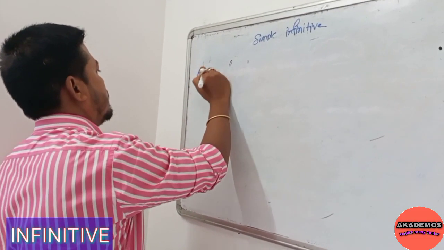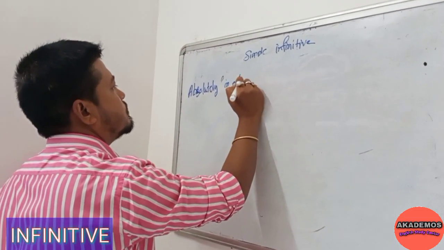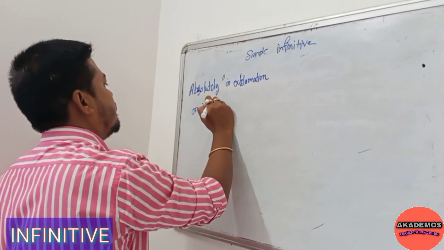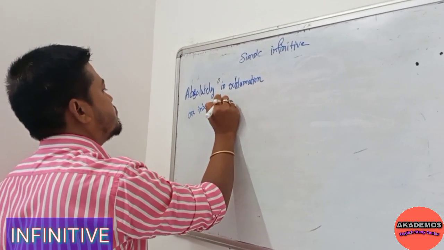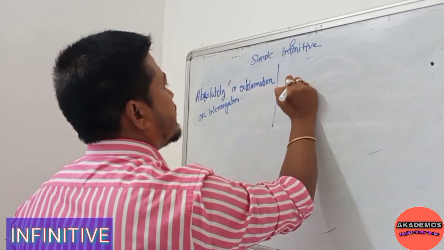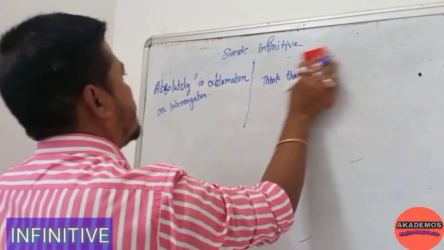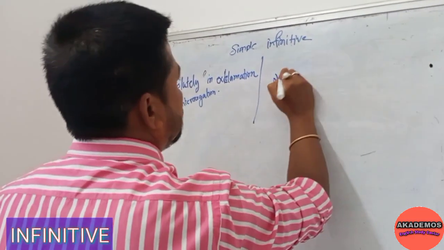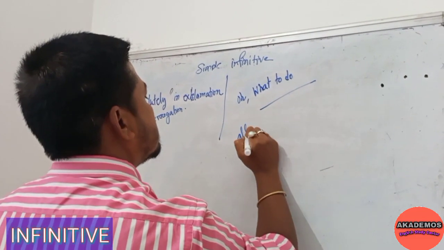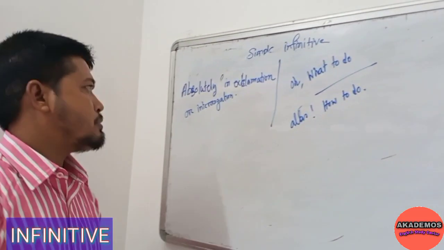Next, absolutely in exclamation and interrogation. Absolutely, A B S O L U T E L Y. Absolutely in exclamation or interrogation. What is exclamation and interrogation? Think that. Oh. What to do? Alas, how to do? This is what is absolutely in exclamation.